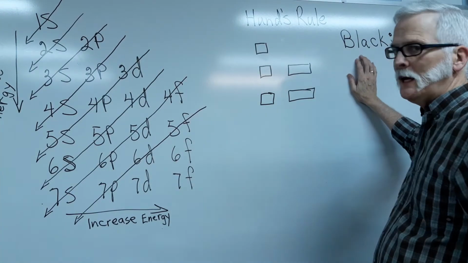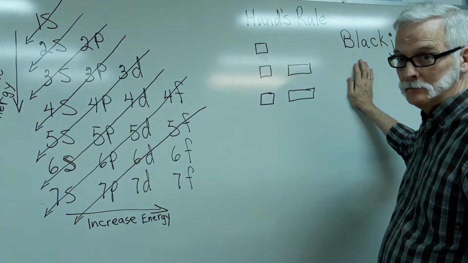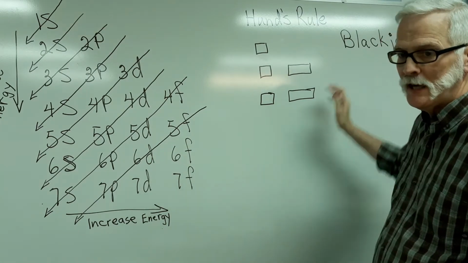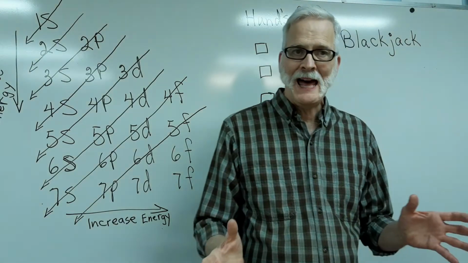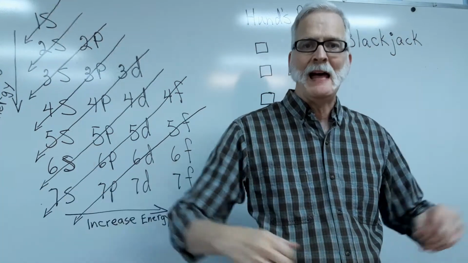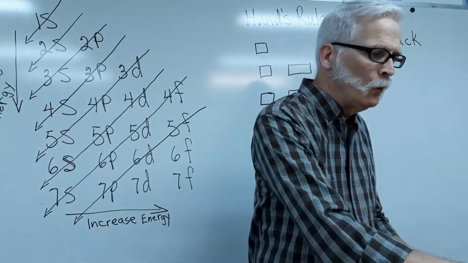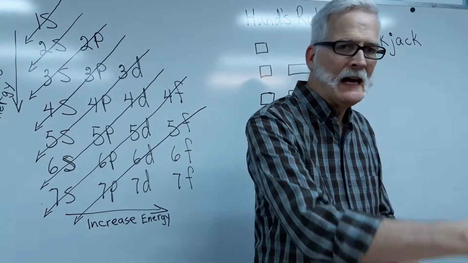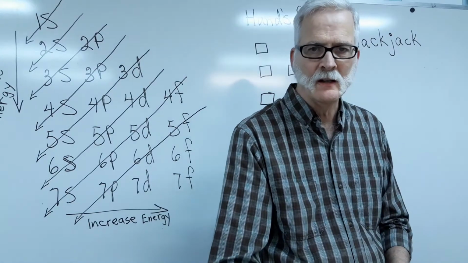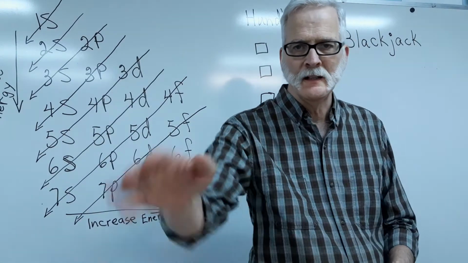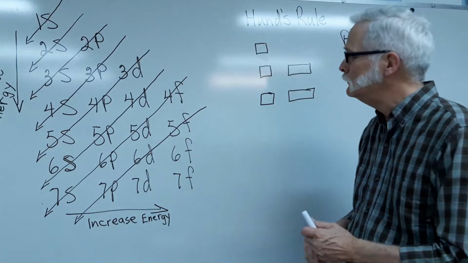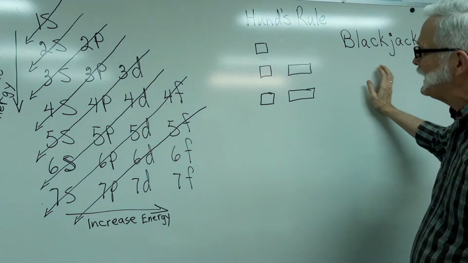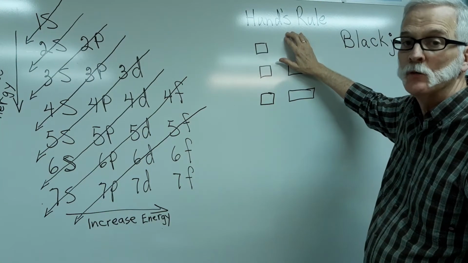And if you know anything about Blackjack, and I'm betting all of you have played Blackjack or seen it at least a few times, when you're dealing Blackjack, you've got people around a Blackjack table, and what do you do? 1, 1, 1, 1, and then 2, 2, 2, 2. And it's 1 down and 1 up. One card down, 1 up, right? So, I want to put those two concepts together as I talk to you about Hund's rule.